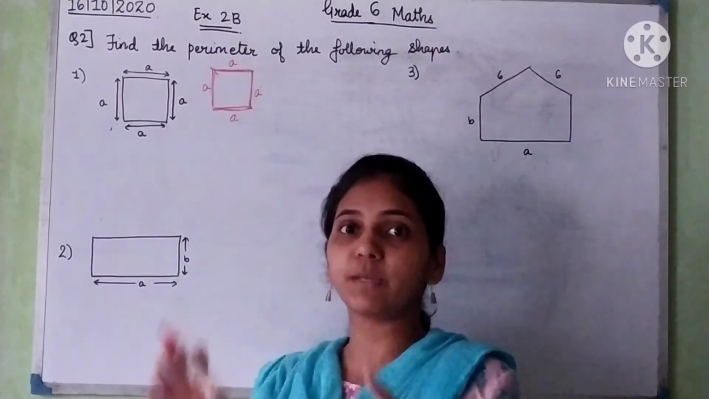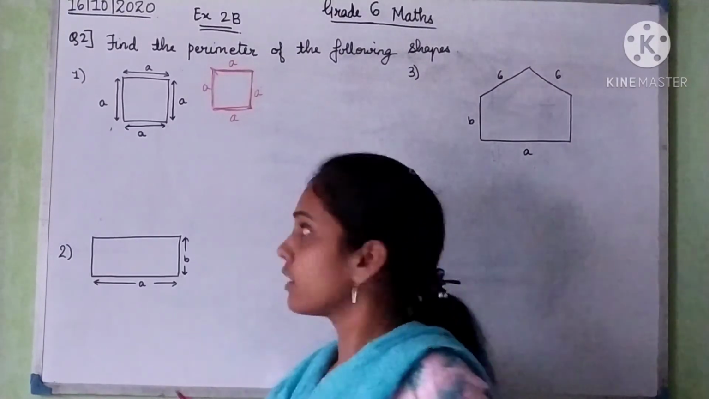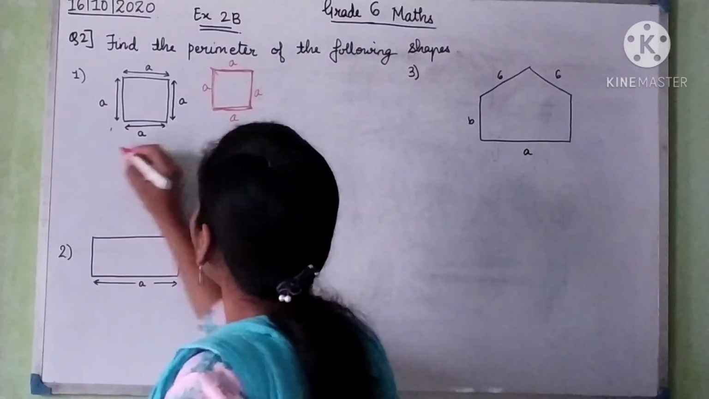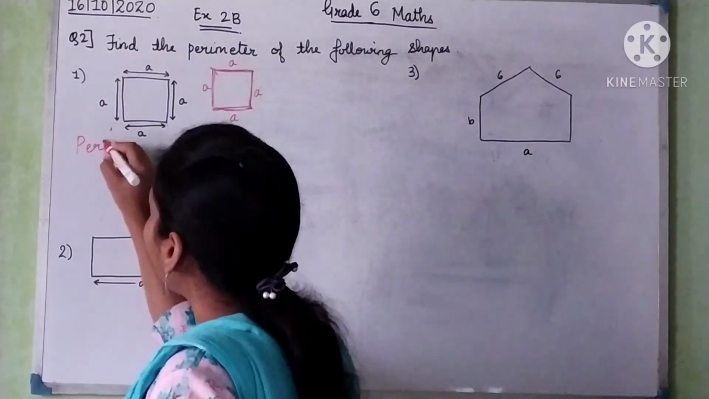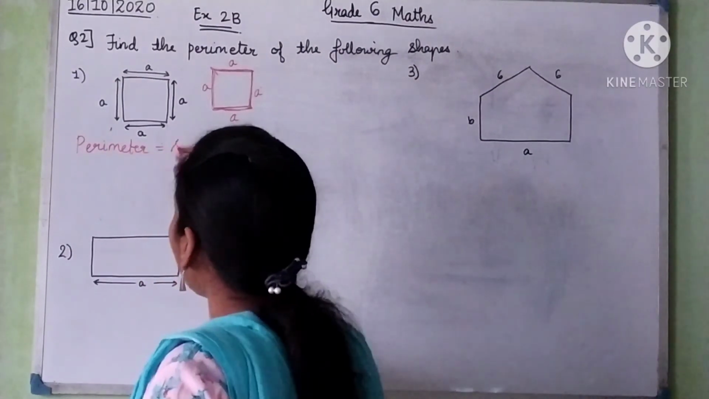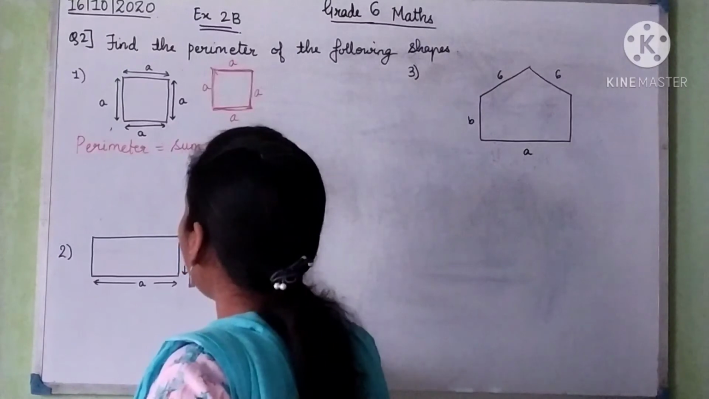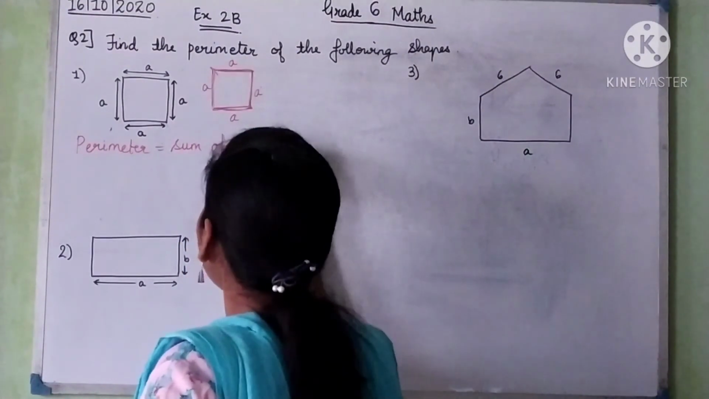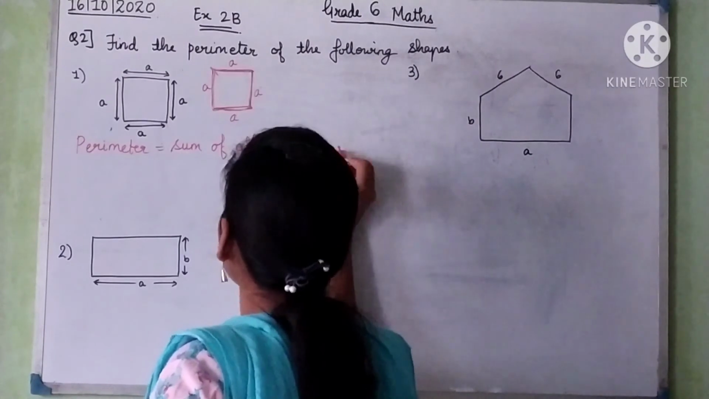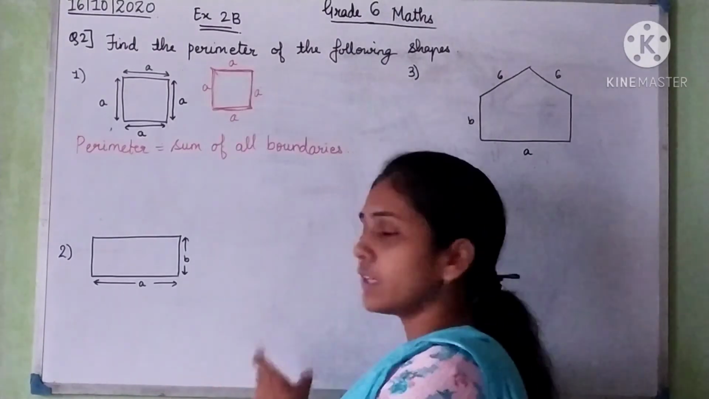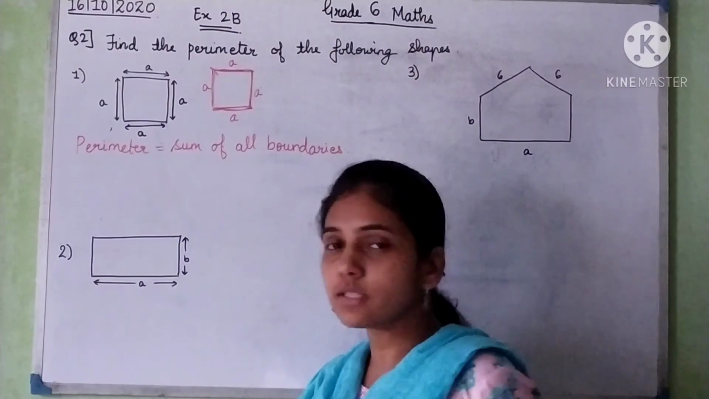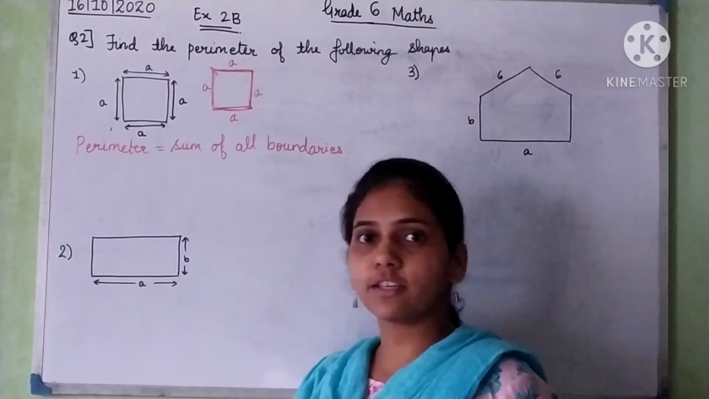Okay. So perimeter means the length of the boundaries. So here we have to find the perimeter. So first I write the perimeter formula. The perimeter means the sum, and sum means addition of all boundaries of the shape. It is not necessary that the shape can be a square only or a rectangle only. It can be an irregular shape also. Irregular means it is not a rectangle.